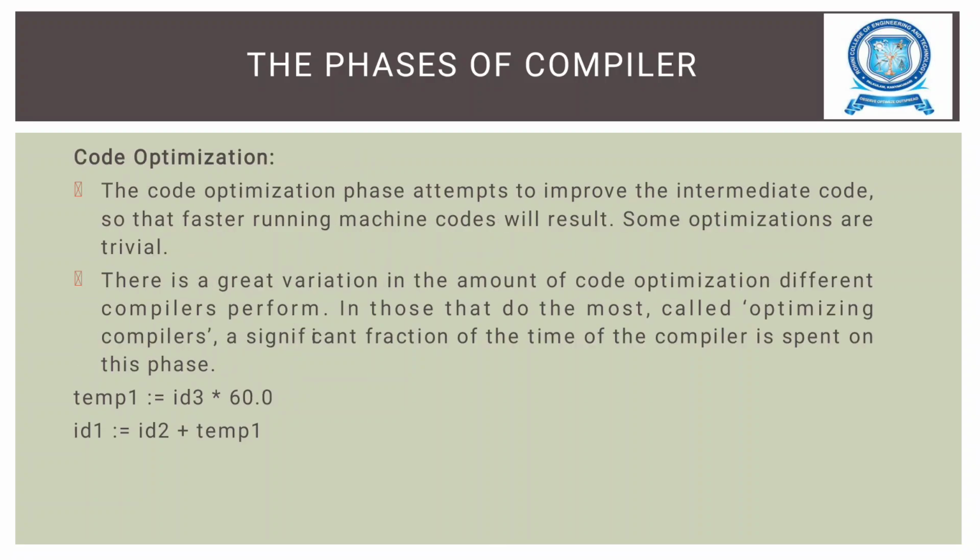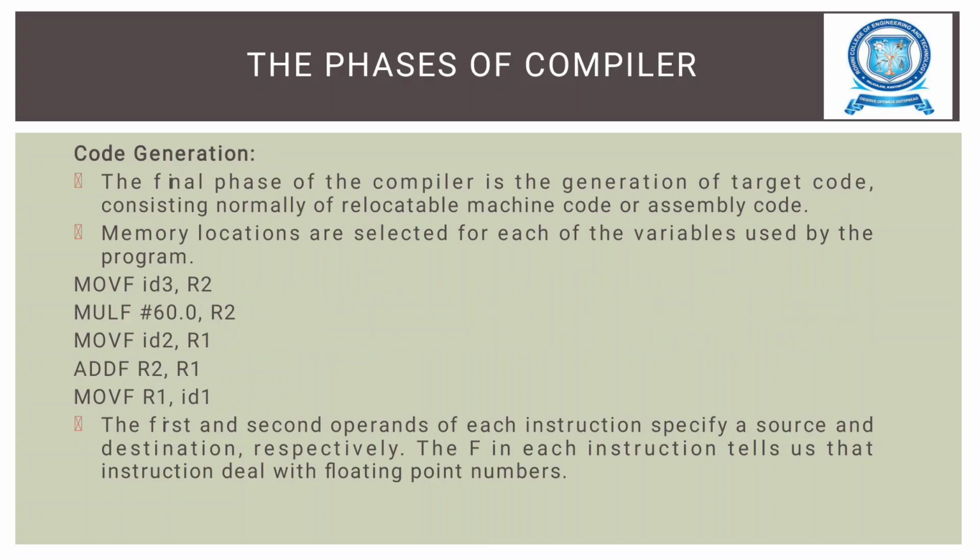Finally, code optimization, where the unwanted code is removed. In the previous slide, some temporary variables were used without efficiency, so we have to remove them. Then finally the assembly language is generated using mnemonic instructions.